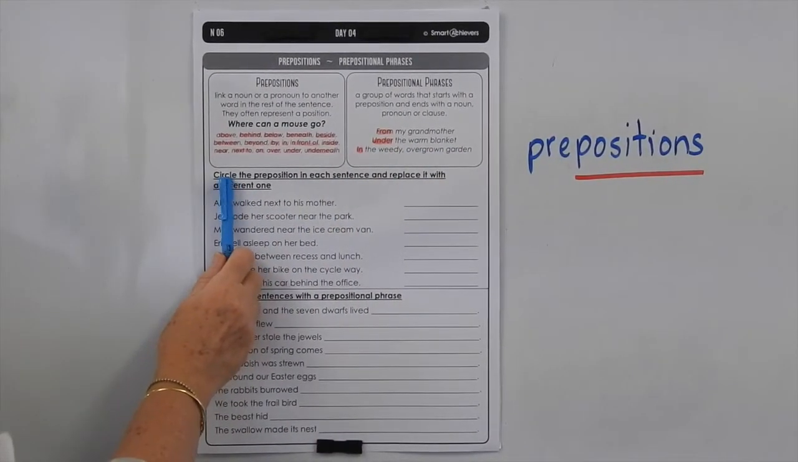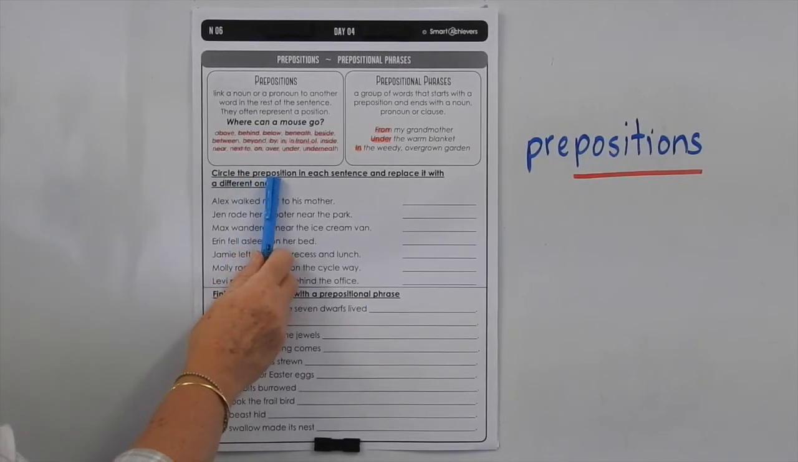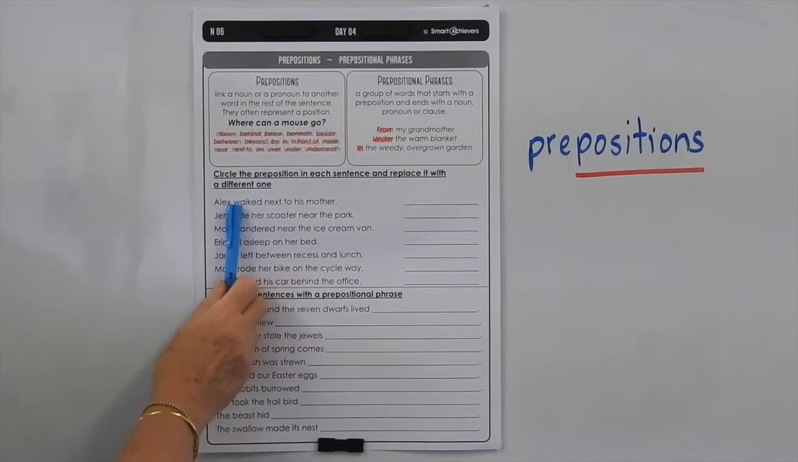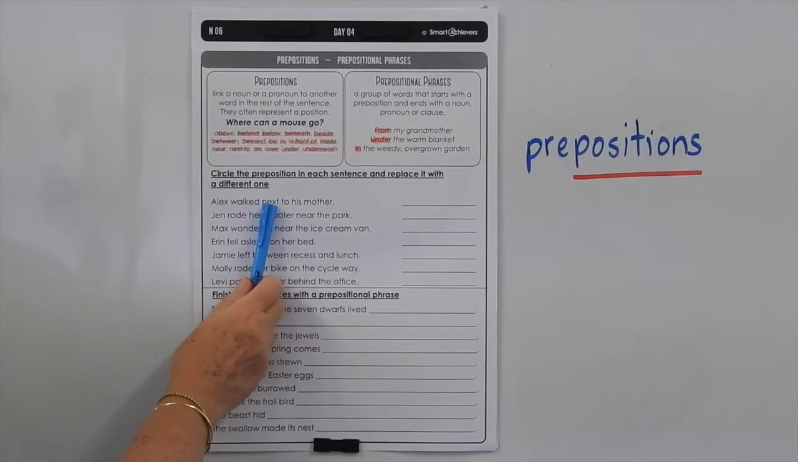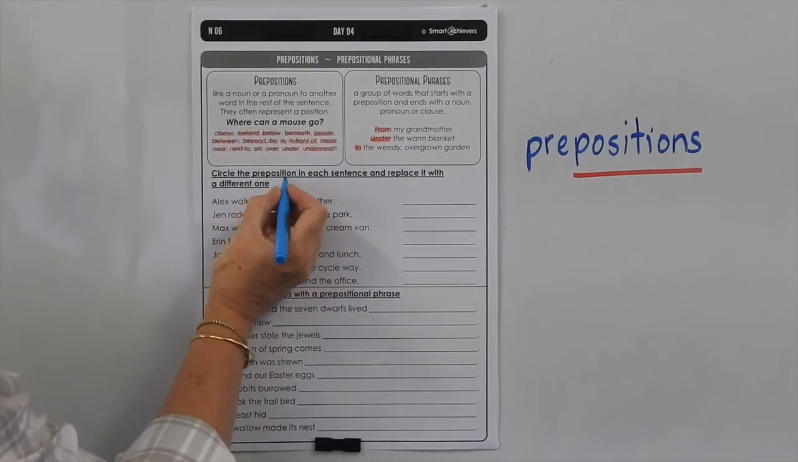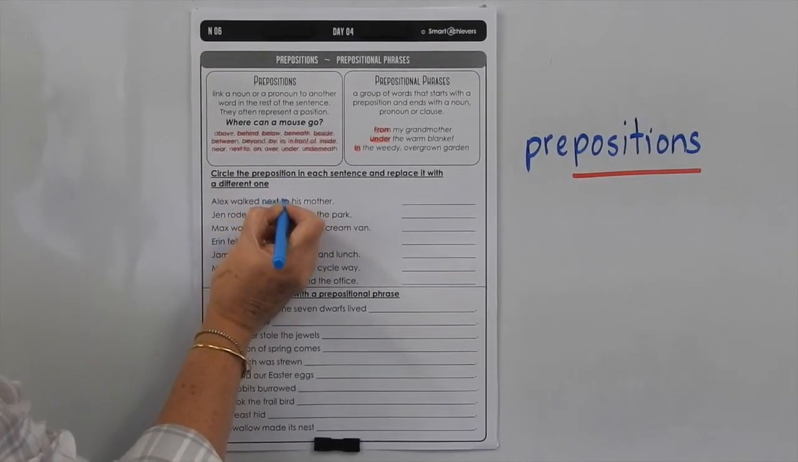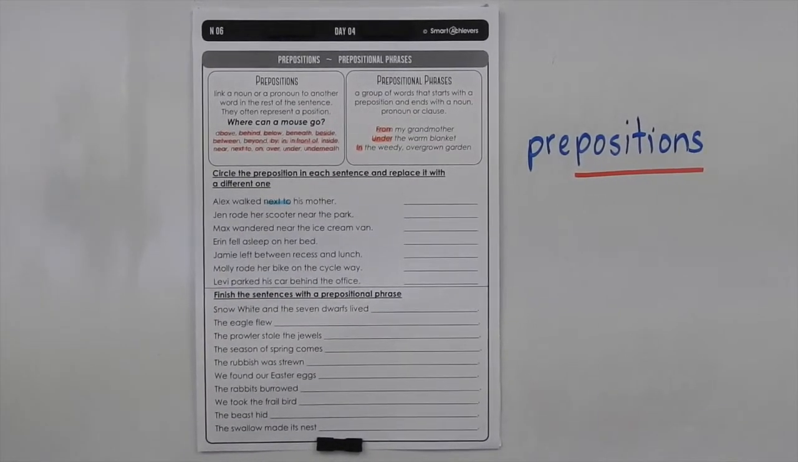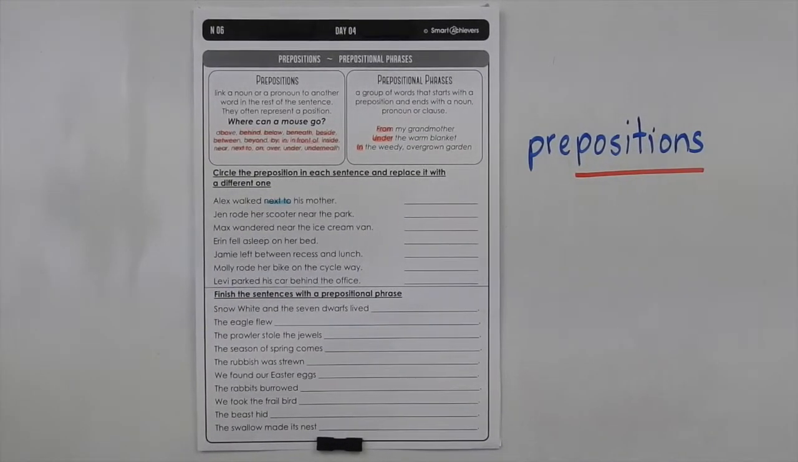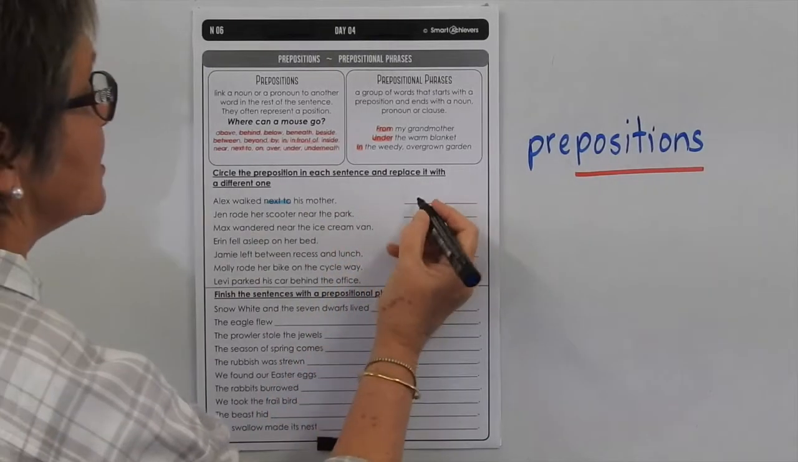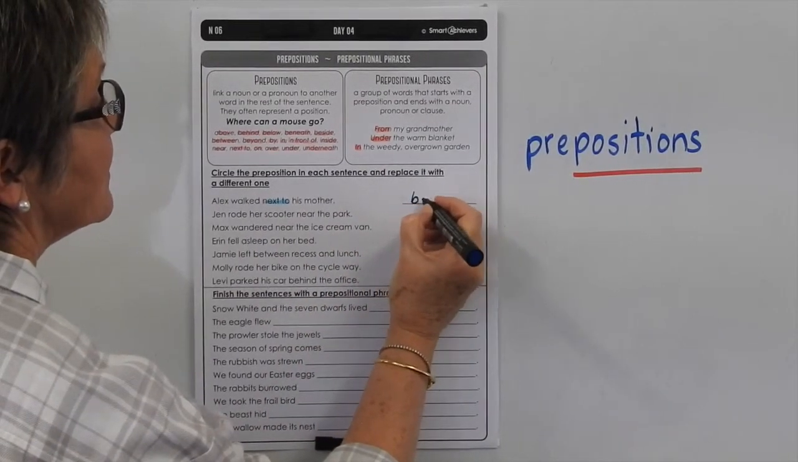So down here you can circle or highlight the preposition in each sentence and replace it with a different one. So Alex walked next to his mother. So let's highlight the preposition and have a think about a good one to replace that. You could have Alex walked beside his mother, behind his mother, in front of his mother. Any one of those would do. I'm going to put behind.